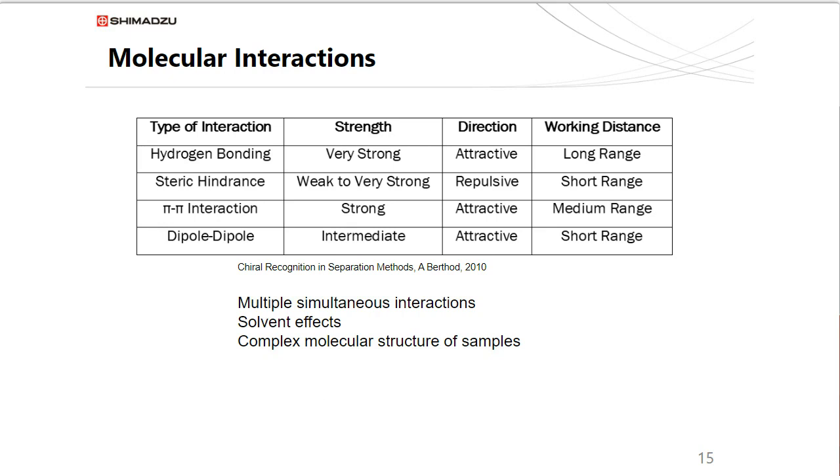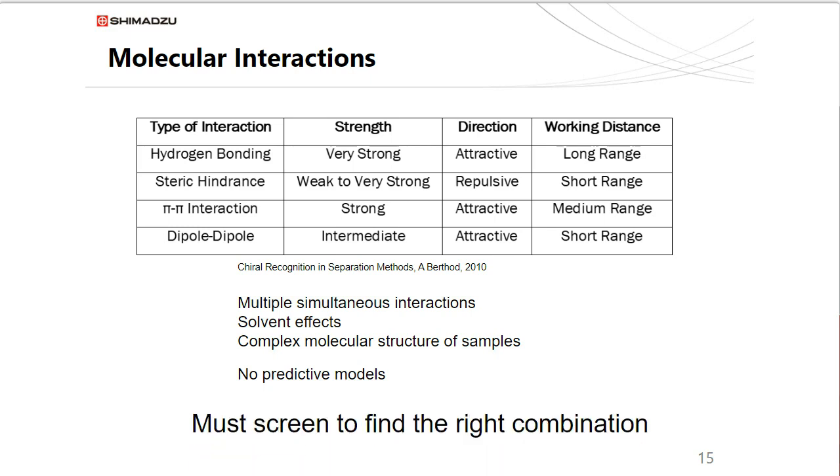How does the solvent affect the selector? How does it affect the selector sample interaction? And then, of course, there's the complexity of the sample itself. Again, more chiral centers, more complexity. Bottom line, there really is no good predictive model that says, based on this structure, this is the certain CSP I should be using. This means there's only really one way of getting resolution, and that is to find the right combination. You have to screen multiple columns under multiple solvent conditions.